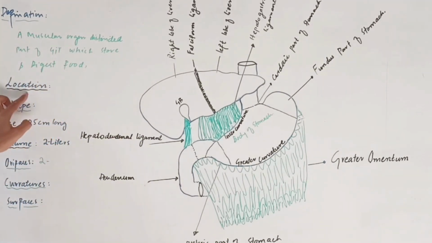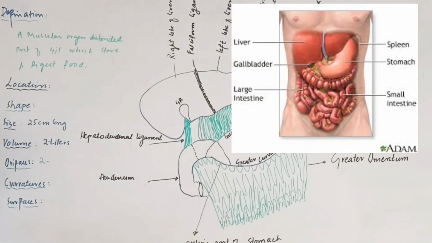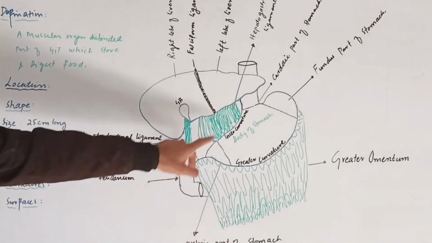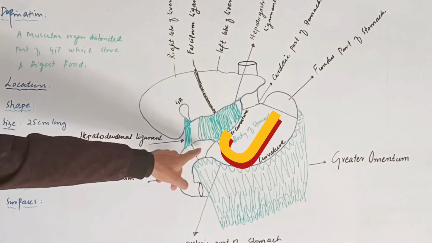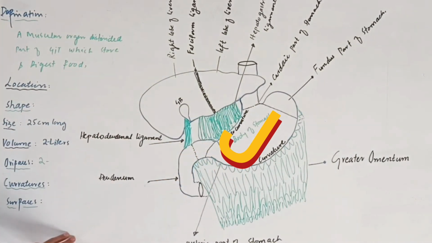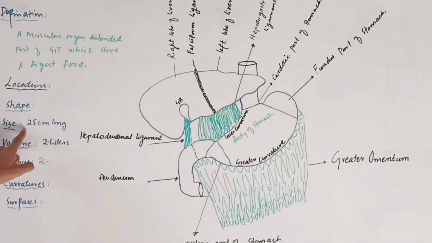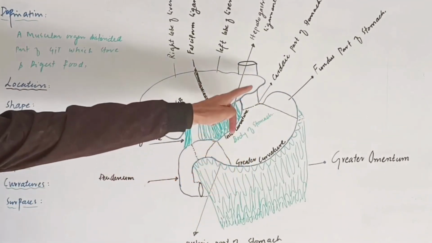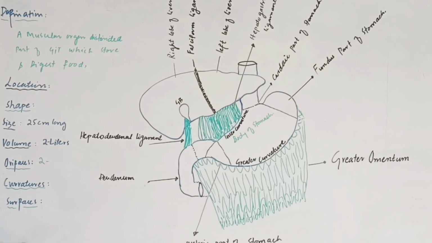Now what is the location of the stomach? The stomach is present in the left upper part of the abdomen. So what is the shape of the stomach? Here you can see the stomach is a J shape. The size of the stomach is about 25 centimeter long.